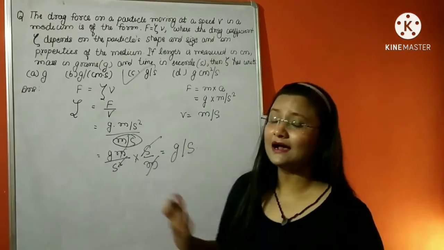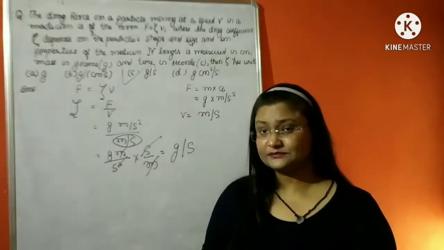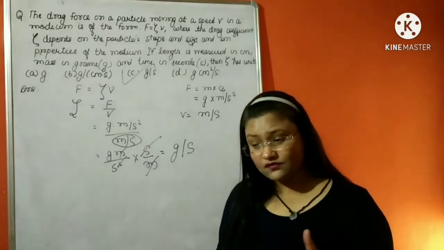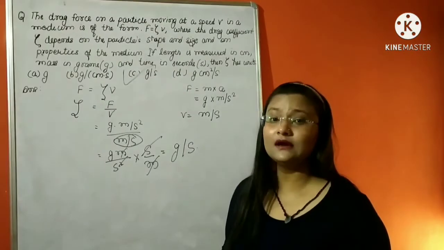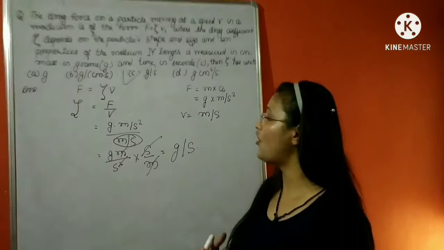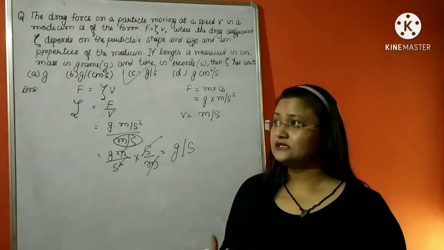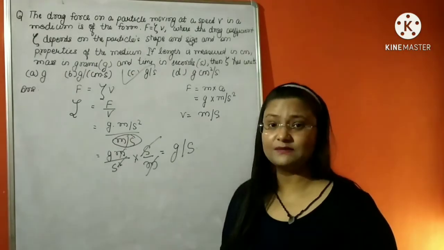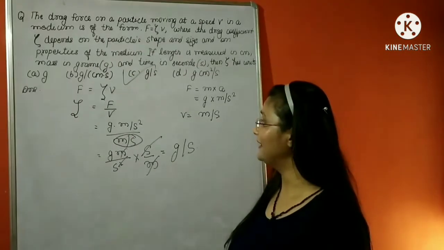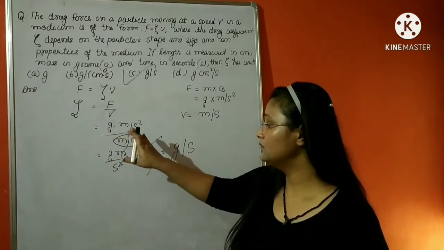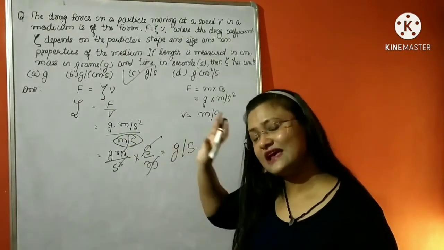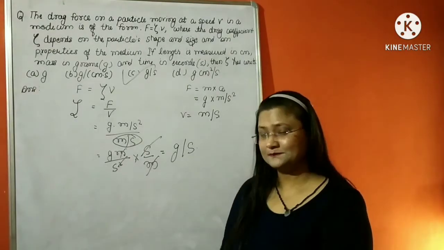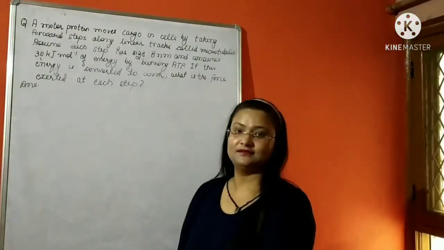So sometimes they ask easy questions like this. If we have the basic idea of units of some common physical quantities like force, acceleration and velocity and displacement and all, then we can easily find out the value of the unit of any other coefficient or anything. So that's how we can solve it.